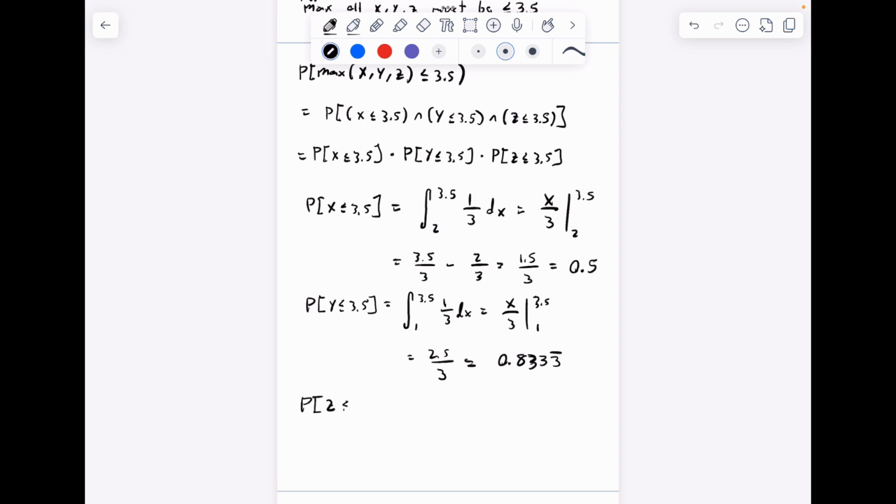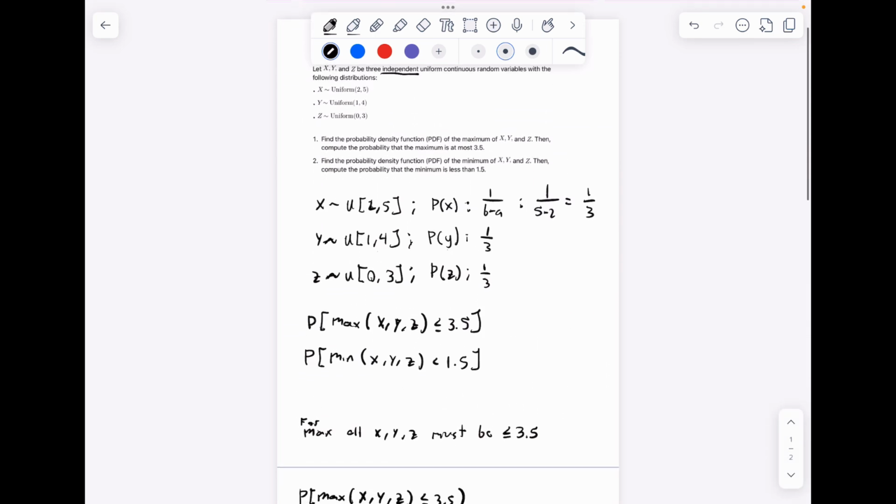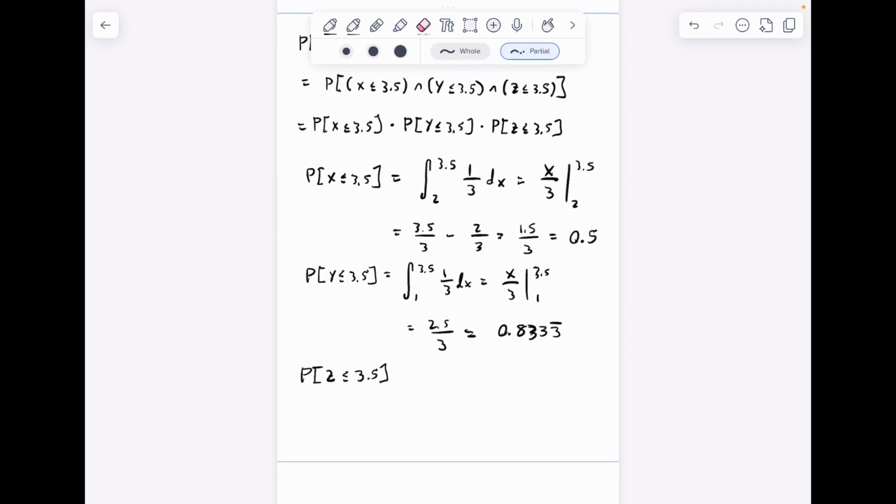Lastly, we're going to do this for z. Now, z is unique because the interval we're given is from 0 to 3. So the probability of it being less than 3.5 must equal 1. If we do the integral, we're forced to do the entire range. And with a probability, if you're looking at an entire range of the interval, it's going to equal 1. But we could just do the math. 3 over 3 minus 0 over 3, it's 1.